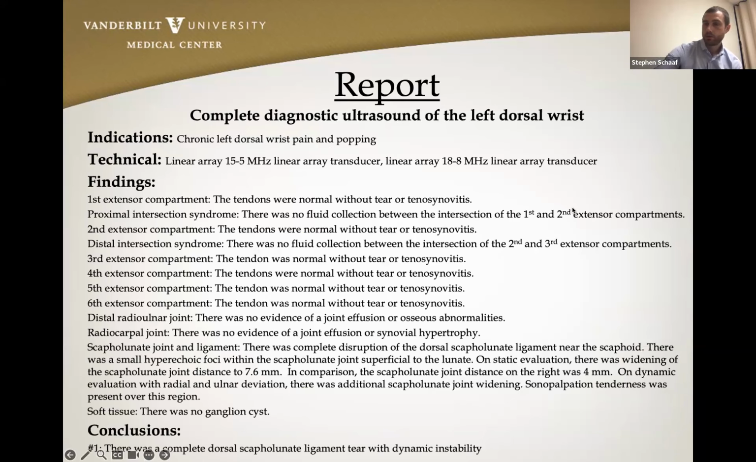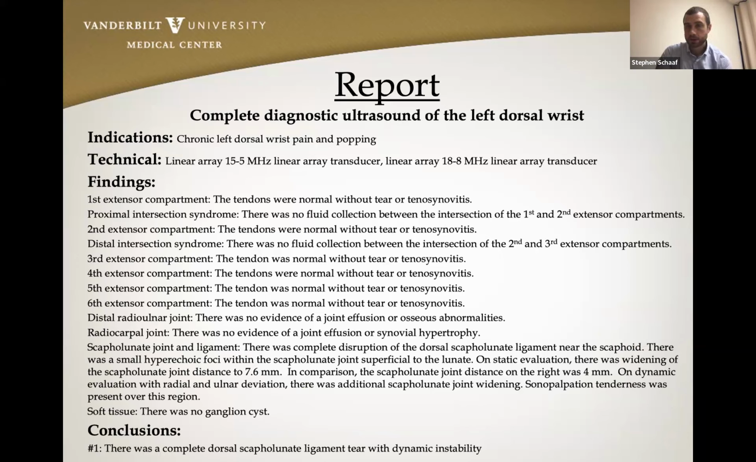All right. So those are the pertinent images that we took from this case. So now, importantly, going into the report that we had for this. And so these are the key components that you want to make sure that you include.